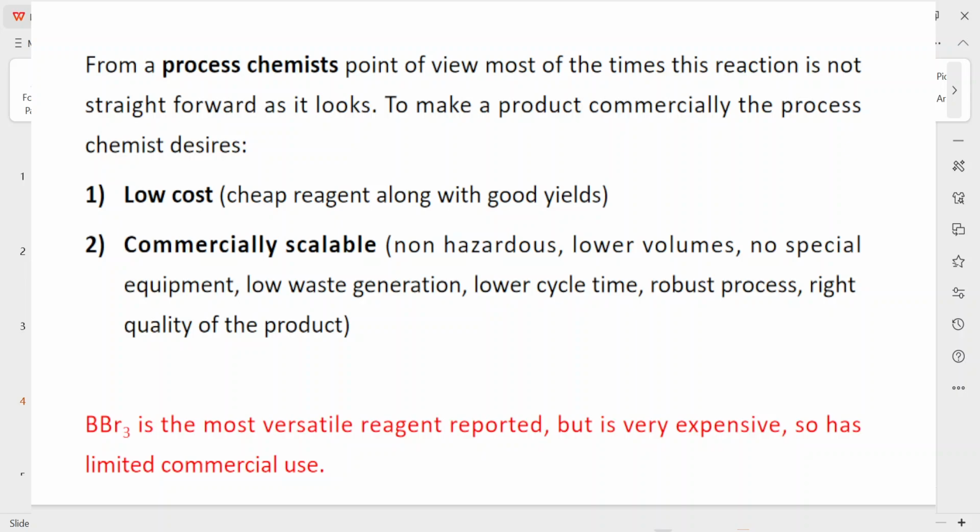So this line I have added specially for BBr3 because I couldn't find a better reagent than BBr3 for the demethoxylation of these aryl methyl ethers, and the rest of the reagents are not as good as BBr3. But BBr3 is an expensive reagent and may not be commercially viable all the time unless it is being used at the later stage of the downstream part of the process where value has already been added to the product.